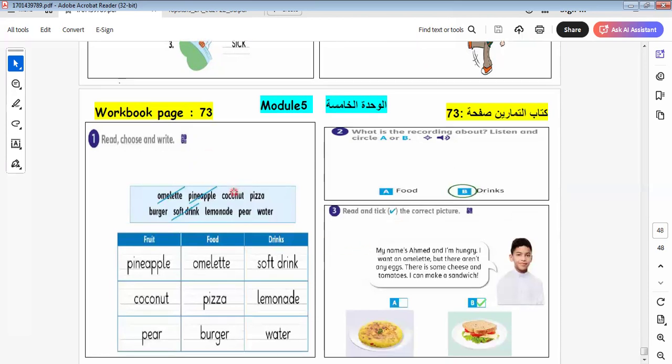Let's go to another item here. Here we say fruit, food, and drinks. Here are the types of food. We write the fruits, we write the food, and we write the things that we drink. Which one is fruit here? Pineapple. You are clever people. Coconut, yes. Pear. This is pear. All these are called fruit. Which one is food? Omelette, pizza, burger. All this is food. Drinks: water, lemonade, soft drink. All these are cold drinks.